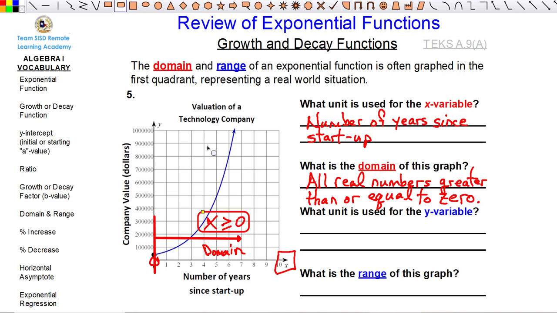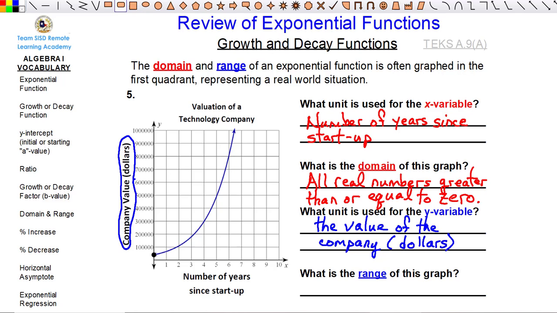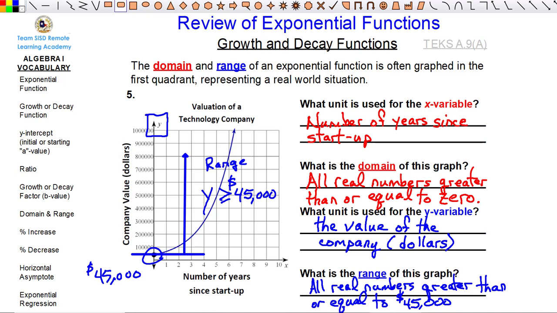Okay, what about the range? What unit is used for the y variable? You're right, the company value in dollars. And how about the range? And you're right there as well. It starts at some number there on the y-axis. In this case, I eyeballed it at $45,000. And it's all y values in dollars greater than or equal to the starting value of 45,000.